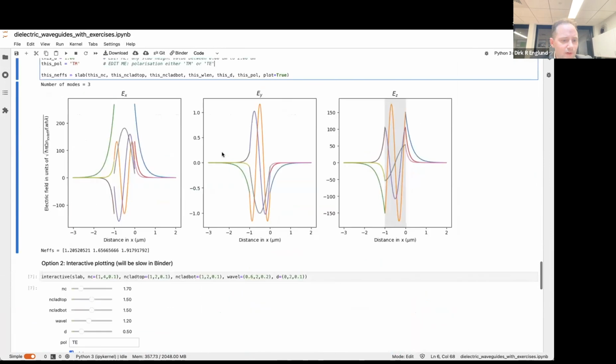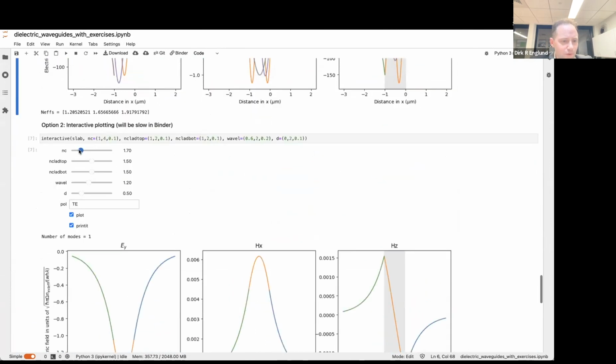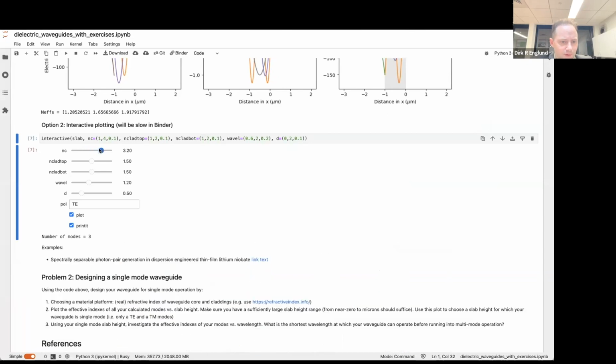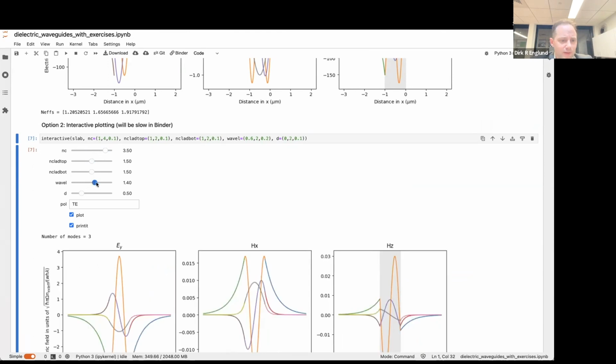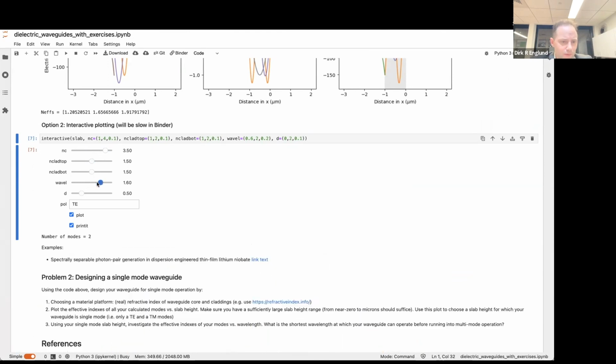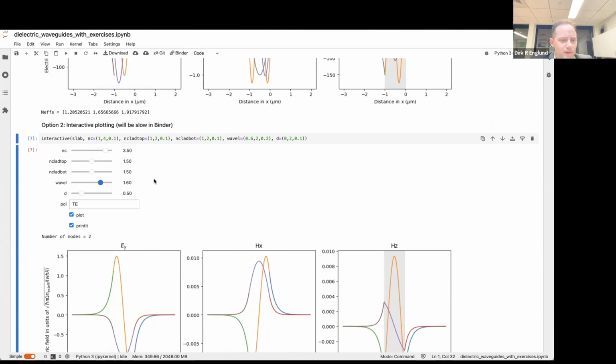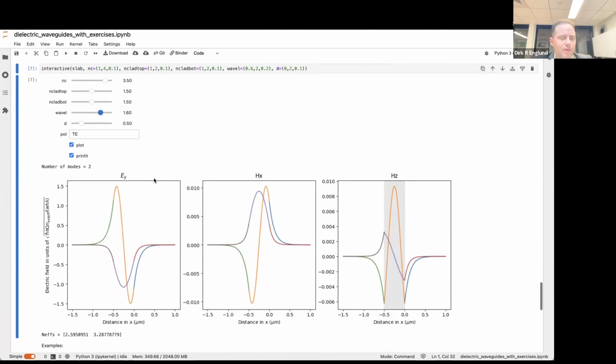So what if we wanted to do silicon photonics? Silicon photonics has a core index of 3.5. That's the refractive index of silicon in the infrared, at about 1.5 microns, let's say, in the telecommunications wavelength. And the cladding on top and the bottom is 1.5, which is approximately the refractive index of silica. And let's work here at a wavelength of 1.55 microns. Now the question is, what is the maximum width that I can have to ensure that it's in single mode operation?